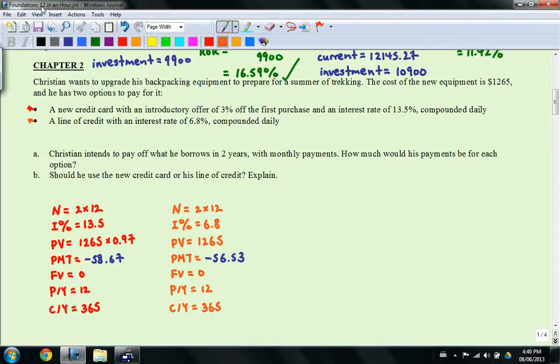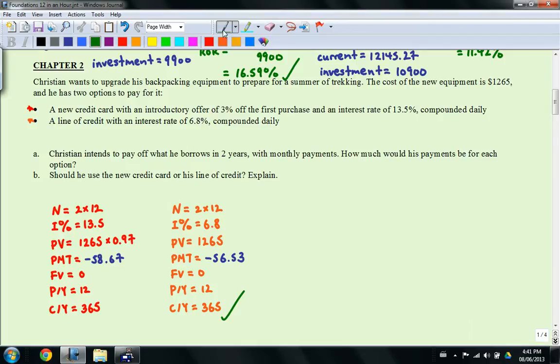So pretty simple question, this one, and then we just compare the two payments. Obviously the line of credit payment is lower, so that's the one that you're going to go with. There will be scenarios, if you just borrow money for 6 months, for example, then it's maybe better to use the credit card because of the 3% off and how it all adds up. But that's another question for another time. So that's it for chapter 2.